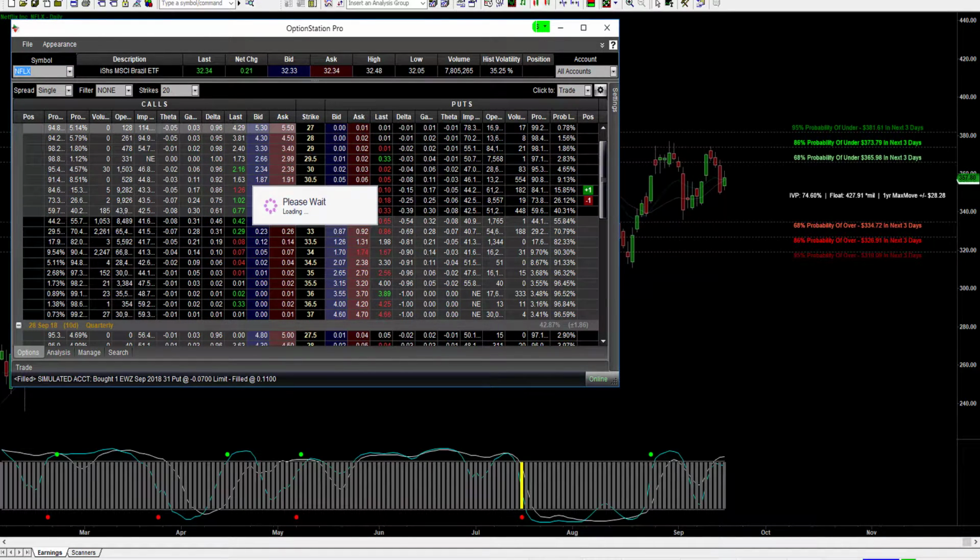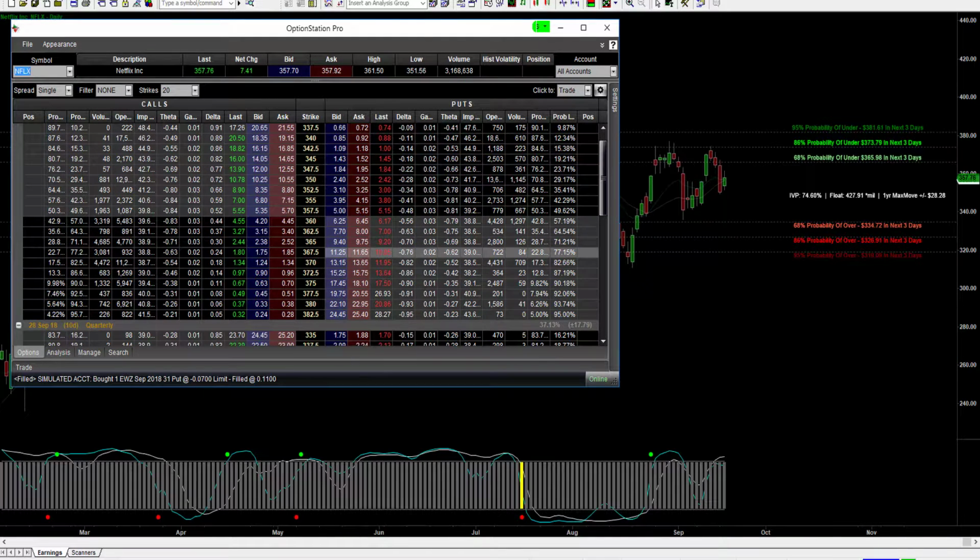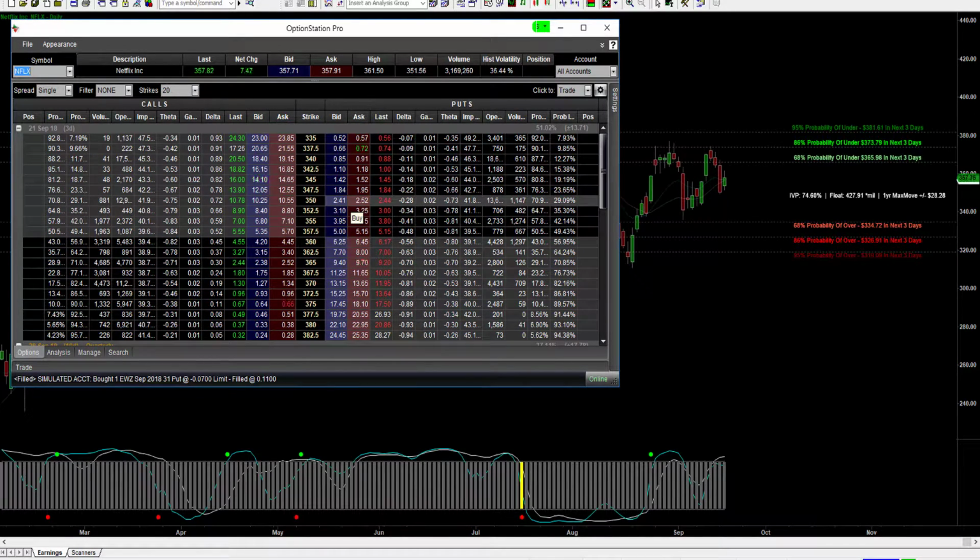All right, here we go. Loading. And there we have it. We're going to be looking at probably the 340 to 337.5 is what I was looking at earlier. So let's take a look and see what we got going on there now.